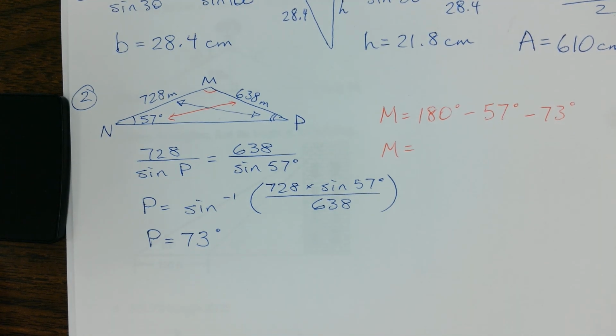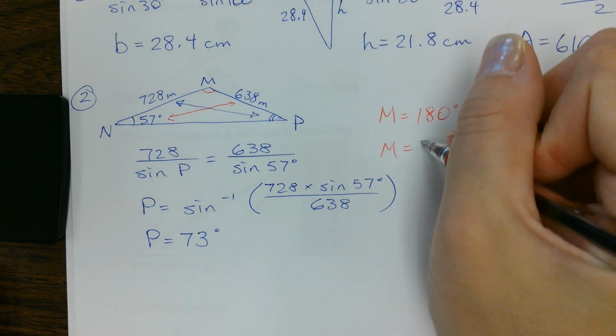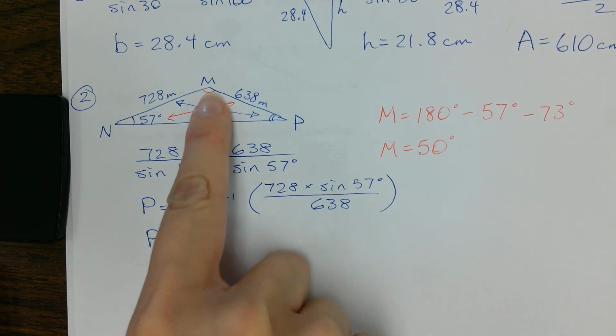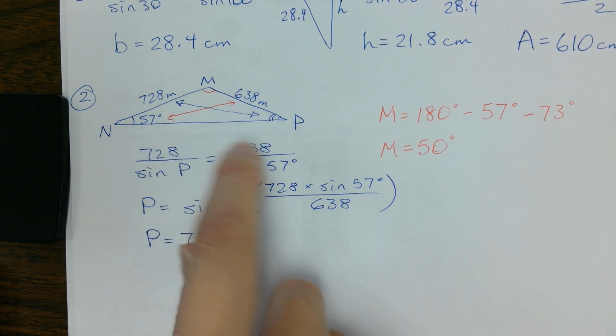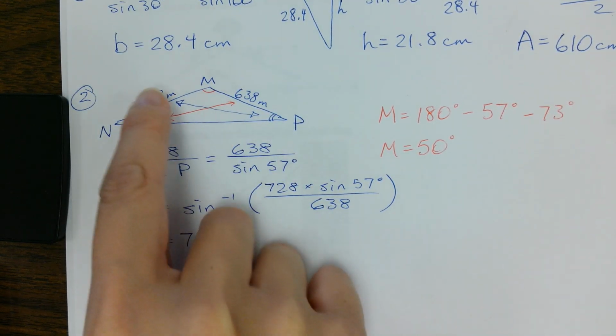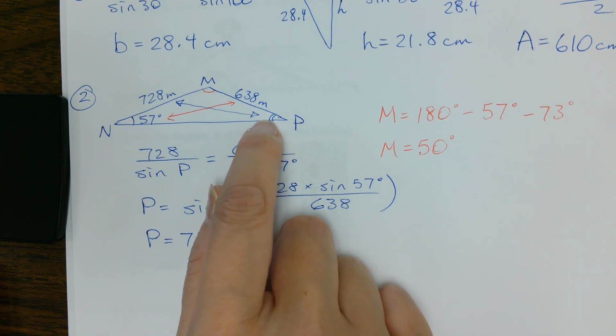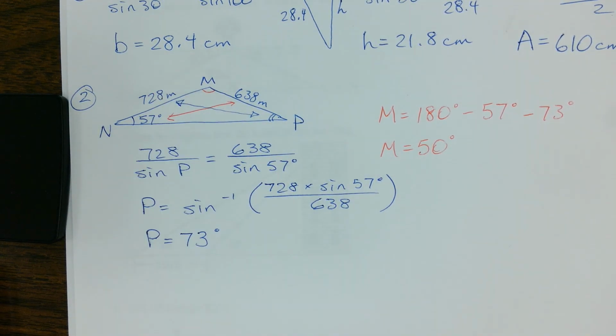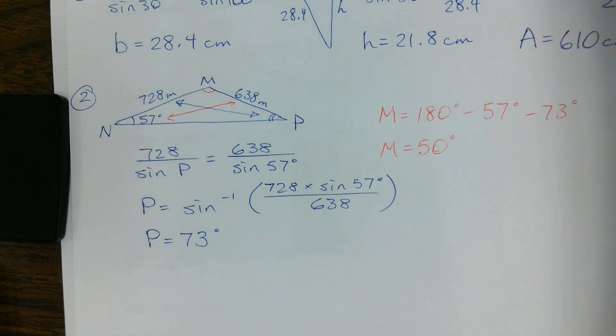180 minus 57 minus 73, 50 degrees. So your answer, 50 degrees. So why this was tricky is because some people will think that, okay, I need to solve for M, and then they do sine law right away. But remember, it has to be the opposite pair. So you actually had to find angle P first, and then subtract to find angle M.